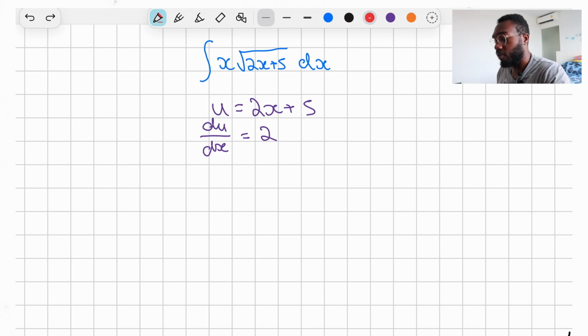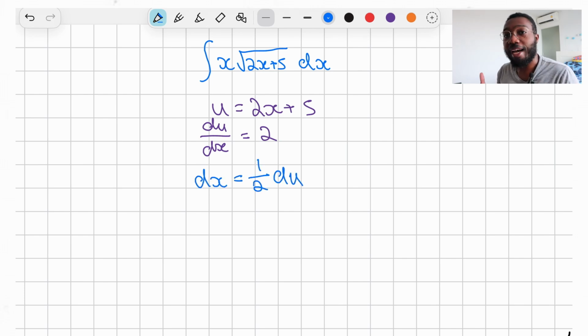Now we can just rearrange this, and if we rearrange this, we get dx is equal to a half du. Now we have an expression for dx, so we can change that dx into a half du later on.